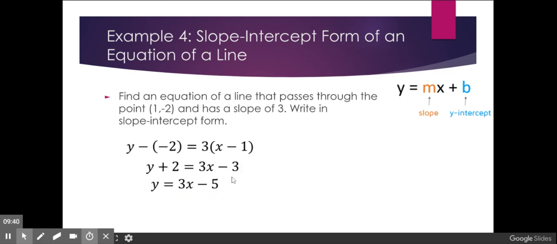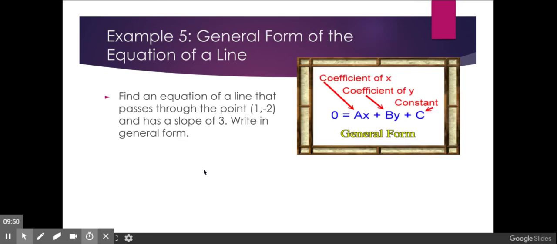So -2 would only subtract from the -3, not from 3x, because an x and a number don't subtract from each other. If we wanted to write this in general form, so it's still the same information, the point is 1, -2, and it has a slope of 3. So this was our slope-intercept form of the equation.